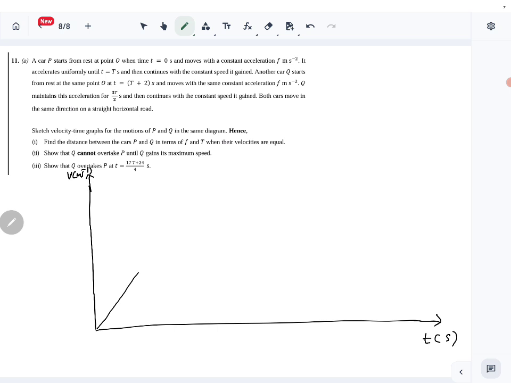So P starts from rest, accelerates for capital T seconds, then maintains that speed. Then Q starts from rest from T plus 2 seconds and goes with the same acceleration and maintains that for 3T over 2.